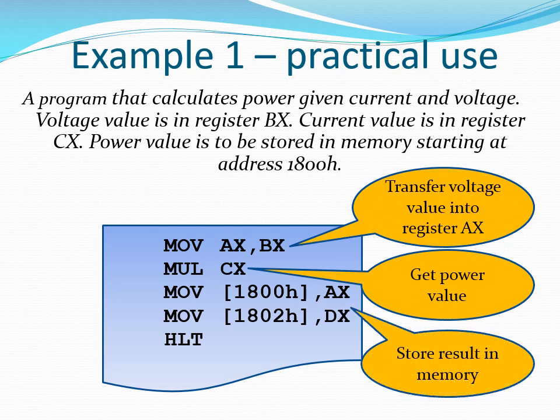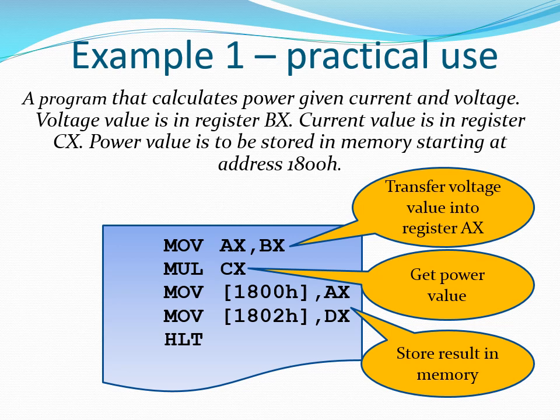In our application, we need to make use of the multiply instruction. We note that in the 8086, the multiply instruction multiplies the value in the accumulator by a value in one of the GPRs or a value in memory. So we would need to move one of the values into the accumulator. So the first instruction moves the value in BX into the accumulator. So we move the value of voltage into the accumulator.